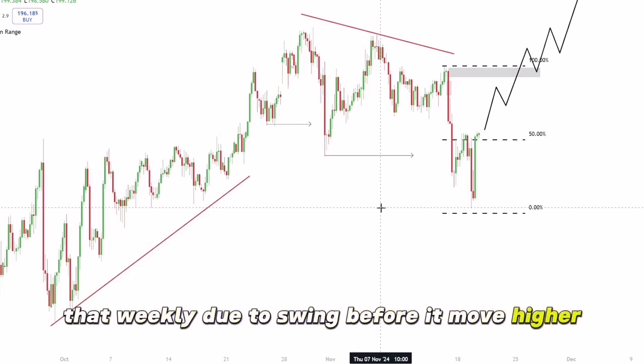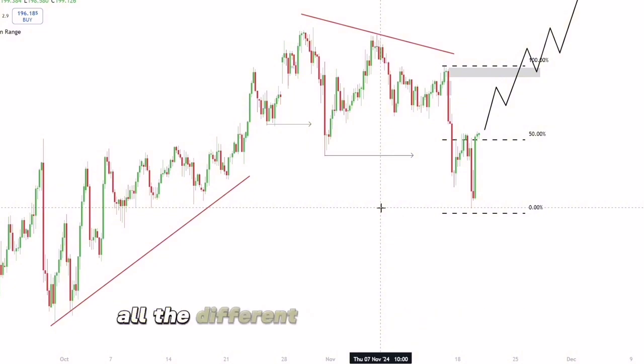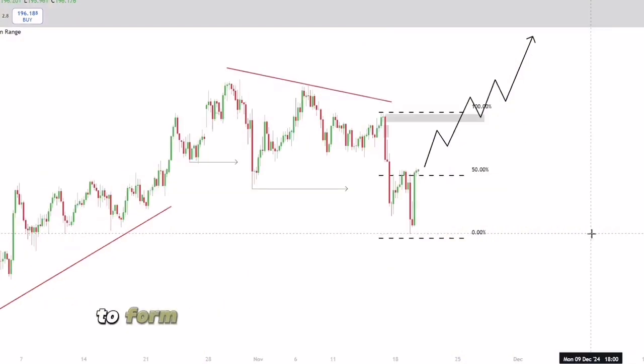before a move higher. But overall, you can see how we're using all the different concepts of liquidity, of PD arrays, of dealing range, basic market structure to form an overall higher time frame bias. And yes, I'm going to answer the questions. This can be used on any Forex pair, any crypto market, futures, indices, gold, even any country stock market.